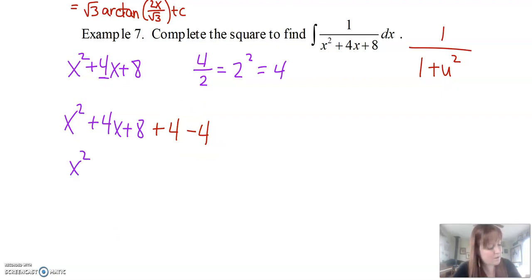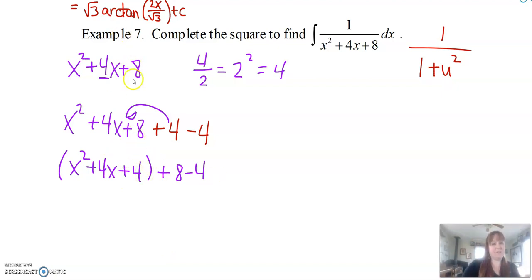So I have x squared plus 4x plus 4, right? I took this 4 and I bring it over here, and then that is going to be then plus 8 minus 4. So I'm going to have x squared plus 4x plus 4 plus 4. And you see that that is literally the same thing as I had here. It's just written a little differently. Now, what is this factored? Well, it's x plus 2 squared and then plus 4, right? So this I can rewrite as this.